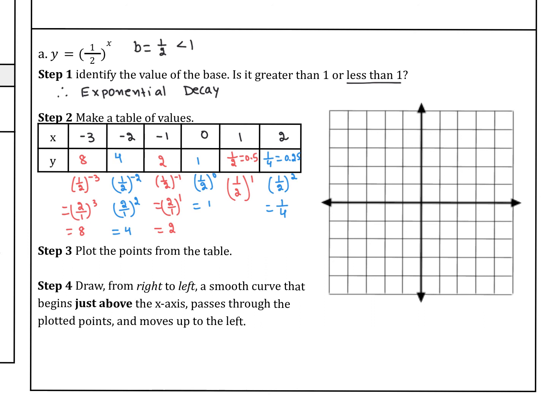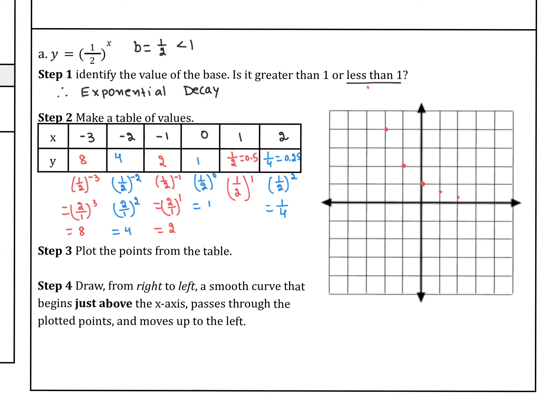So negative 3 comma 8 would be out of the chart, so let's assume like right there. Negative 2 comma 4 is this point. Negative 1 comma 2 is this point right here. 0 comma 1. 1 comma half, so right in the middle. 2 comma 0.25, so right there. You want to make a smooth graph, so it doesn't matter how you connect, as you feel comfortable connecting it.